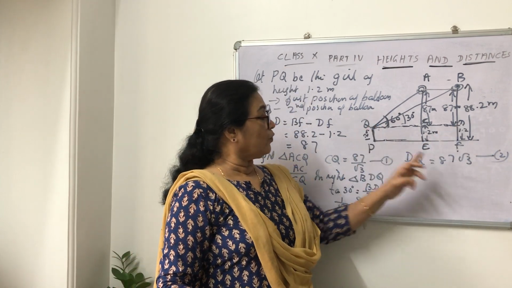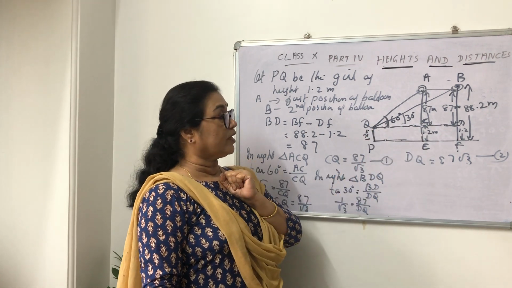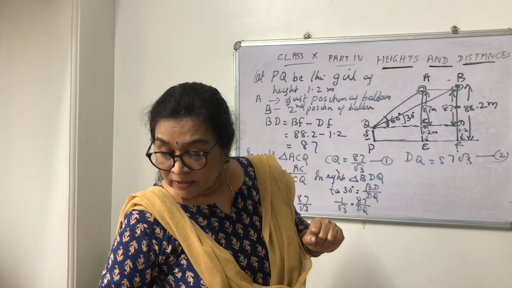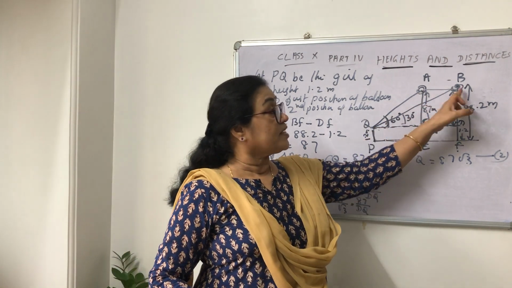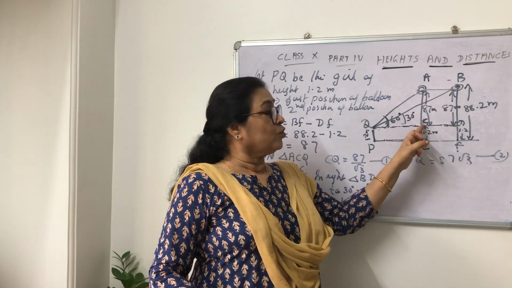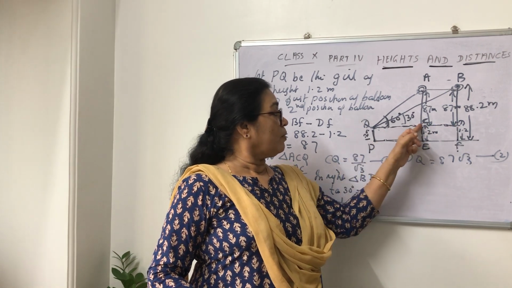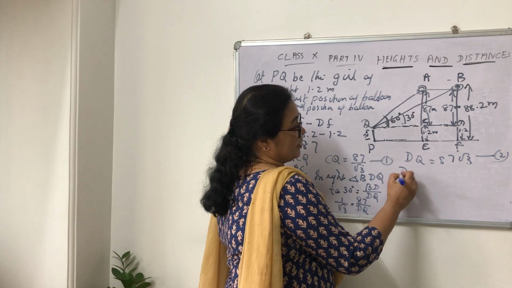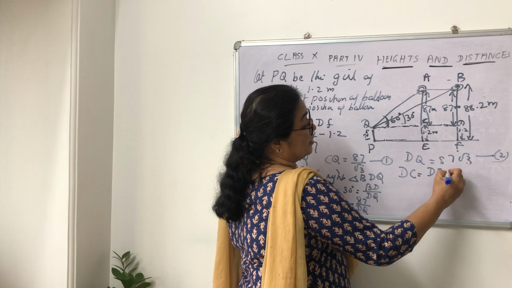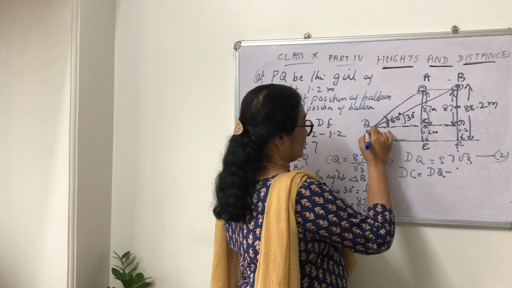This DQ you got 87 root 3, CQ you got 87 by root 3. You want to find out the distance travelled by the balloon, that is AB. This AB is equal to CD. Therefore, how will you find DC? DC is DQ minus CQ.